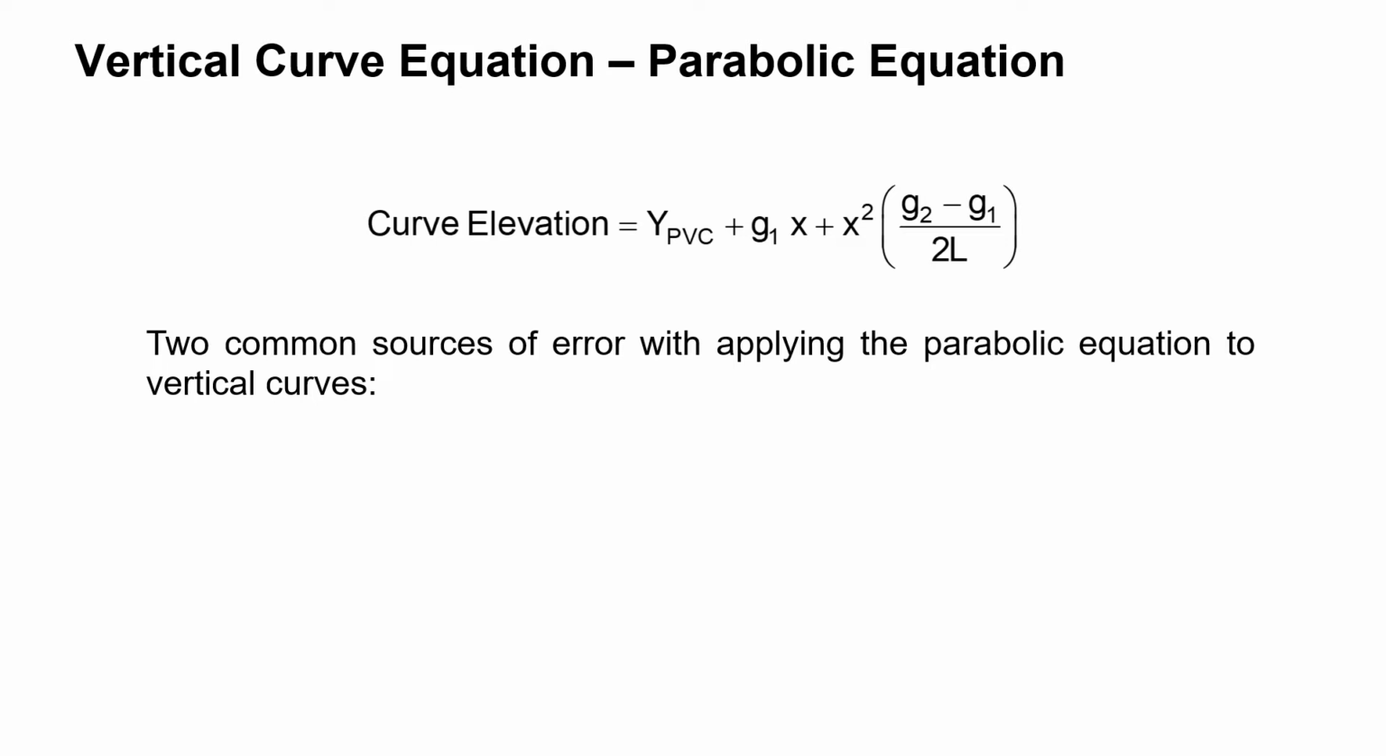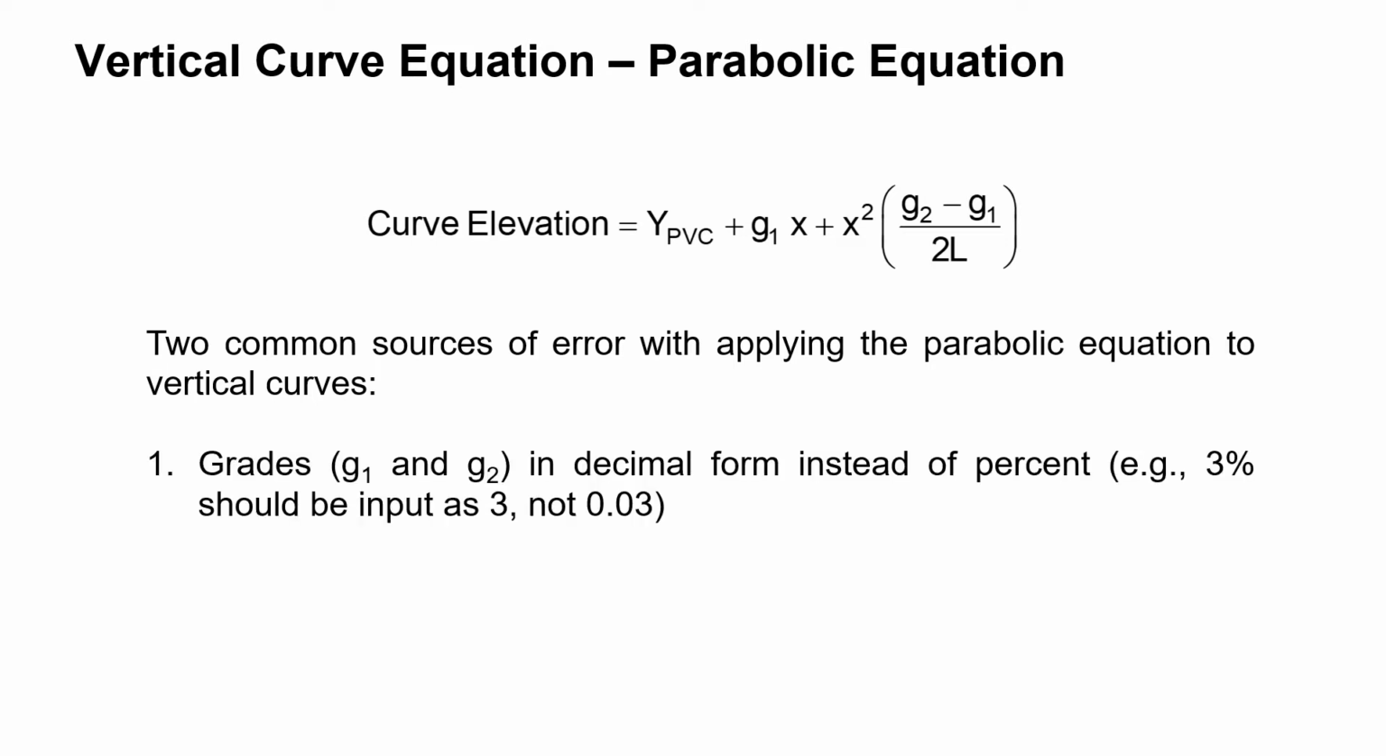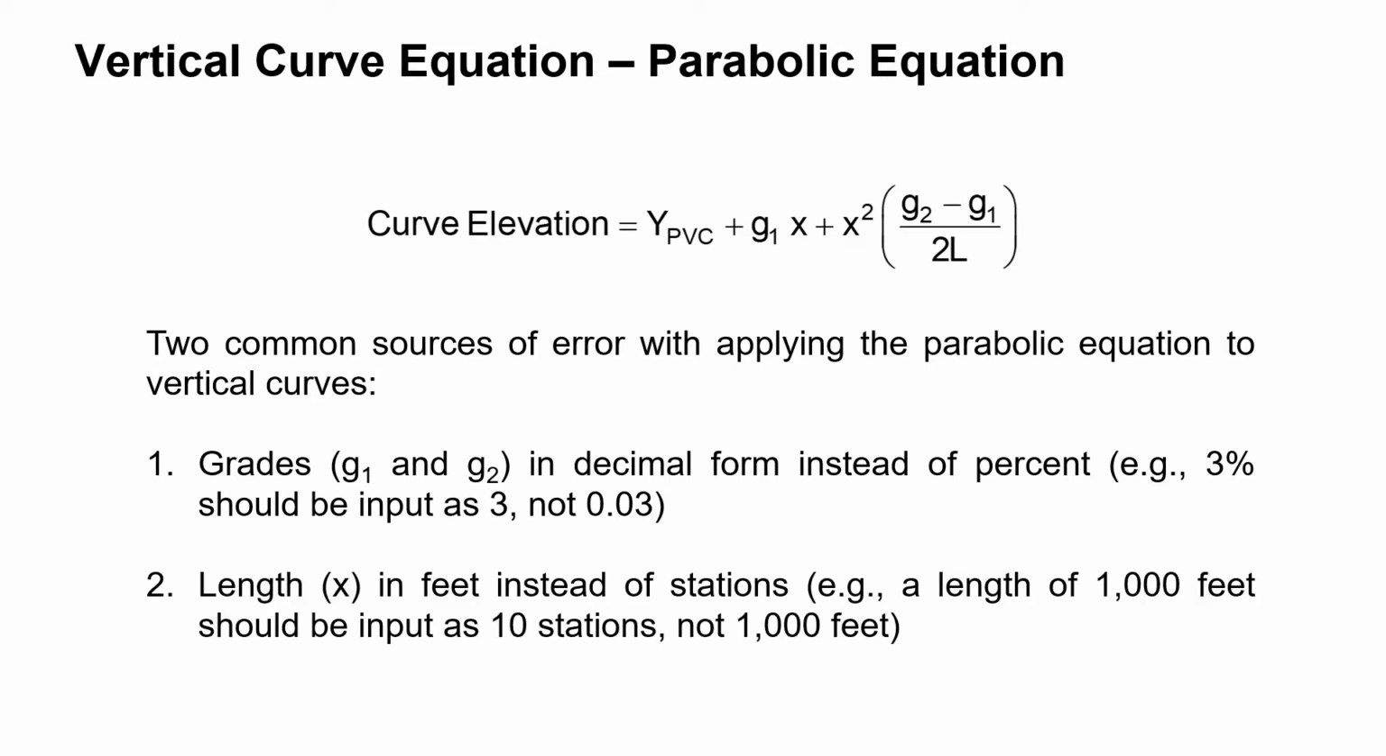The two most common sources of error that I've seen when applying the parabolic equation to vertical curves, first is your grades. The error is putting them in decimal form instead of percent, so make sure you input 3% as 3 and not as 0.03. And the length and X should be in stations, not feet. The common error is putting it in feet. So instead of inputting a length of 1,000 feet as the number 1,000, you should input it as 10 stations.